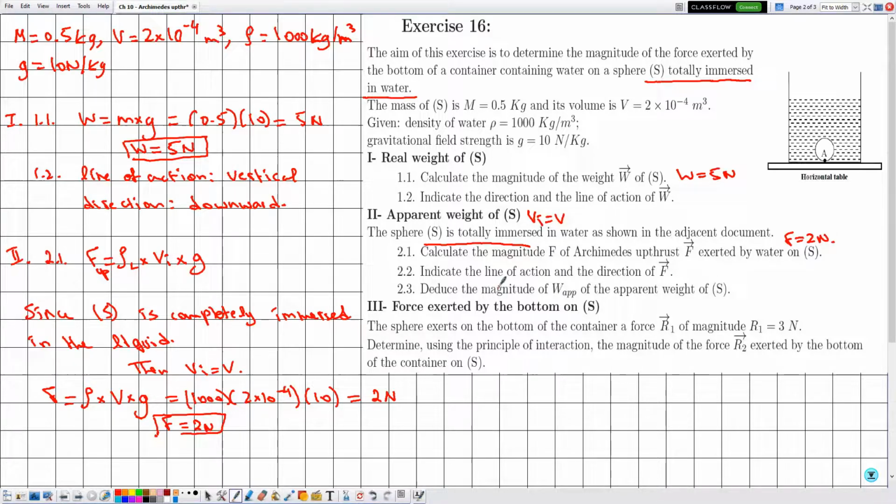Now 2.2 indicate the line of action and the direction of F. So let's say that the line of action, we know that always F upthrust opposes the action of the weight, so the line of action is vertical. However, the direction is upward.